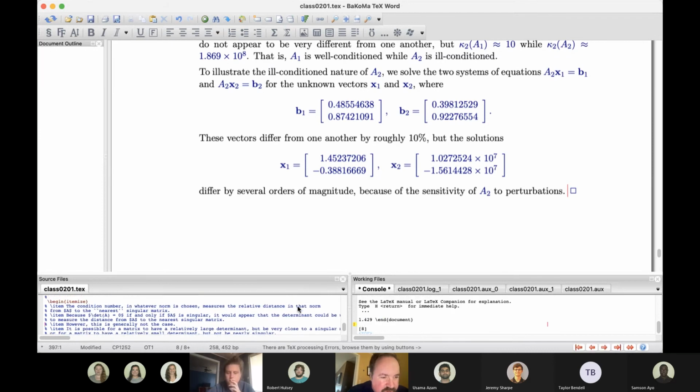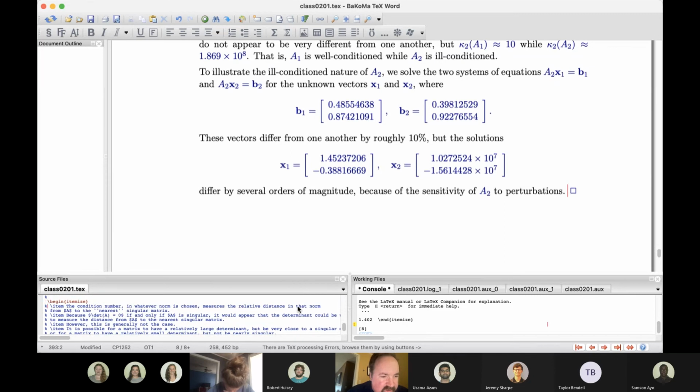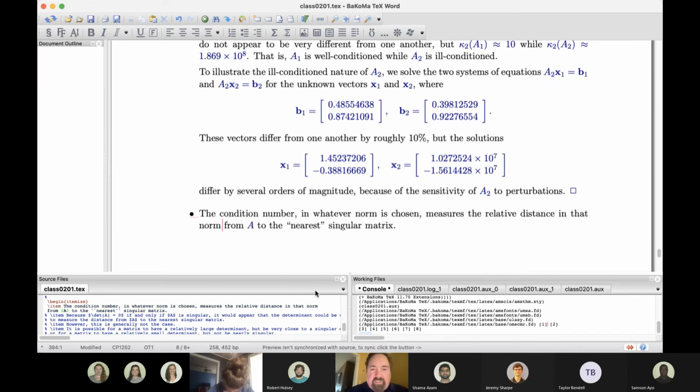Now, a more geometric interpretation of a condition number is that it's basically the distance to the nearest singular matrix, and I want to emphasize, I like to say singular or non-singular. Singular means not invertible. So in other words, if A is ill-conditioned, that means a nearby matrix is singular.